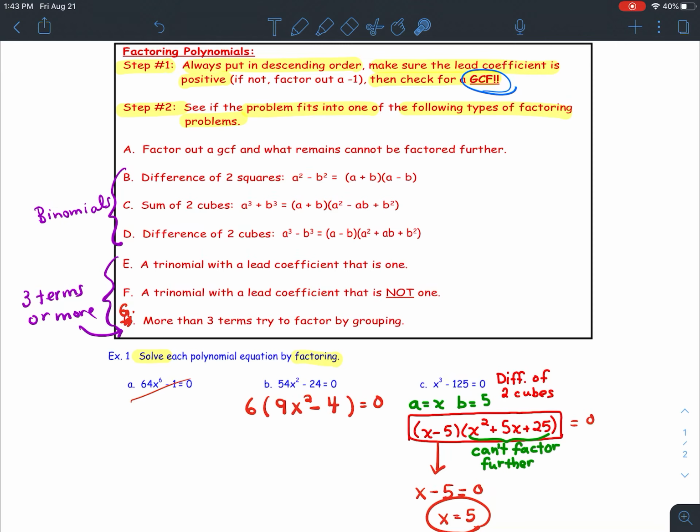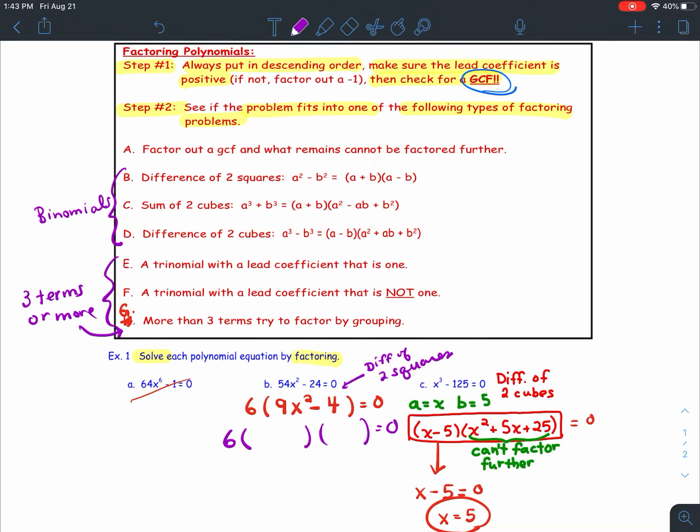I'm looking at the numbers 9 and 4. I'm going to say, you know what, those feel like perfect squares. I'm going to look at the variable and at what the exponent is on that variable. It's an even exponent, which means the variable is also a perfect square. So it's feeling like this is a difference of 2 squares. Again, you don't have to identify the type, I'm just doing that here for the notes. Okay, you want to keep the GCF there in front.